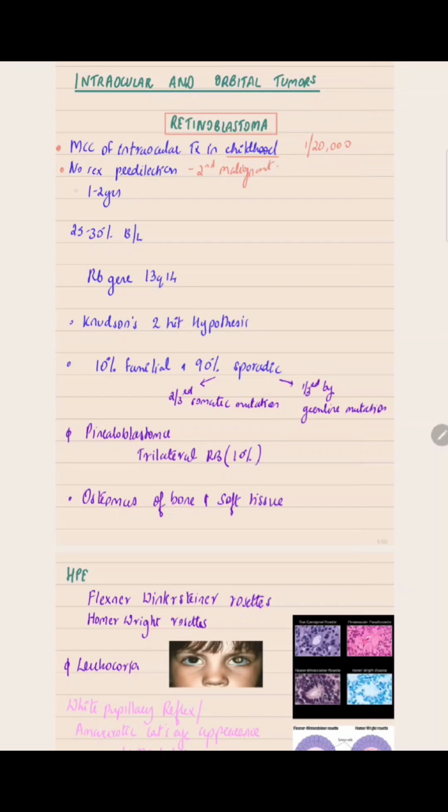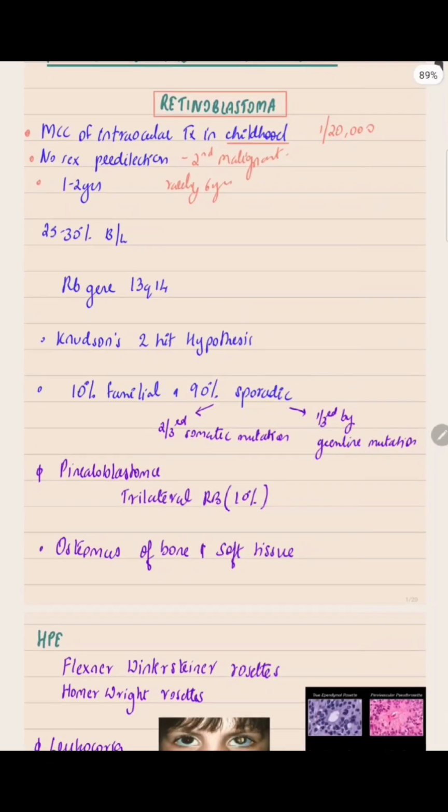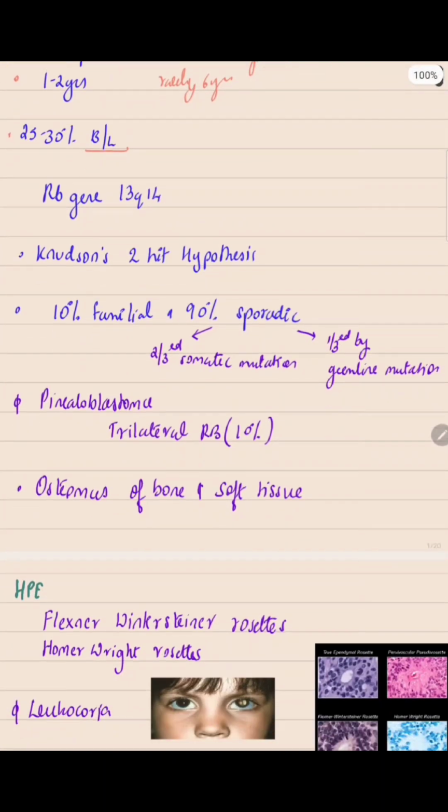There is no sex predilection. It is usually seen between 1 to 2 years and is very rare beyond 6 years. It is more common in whites than Negroes, and 25 to 30% of the cases are bilateral. There is an RB gene located on chromosome 13q14, which is a tumor suppressor gene.